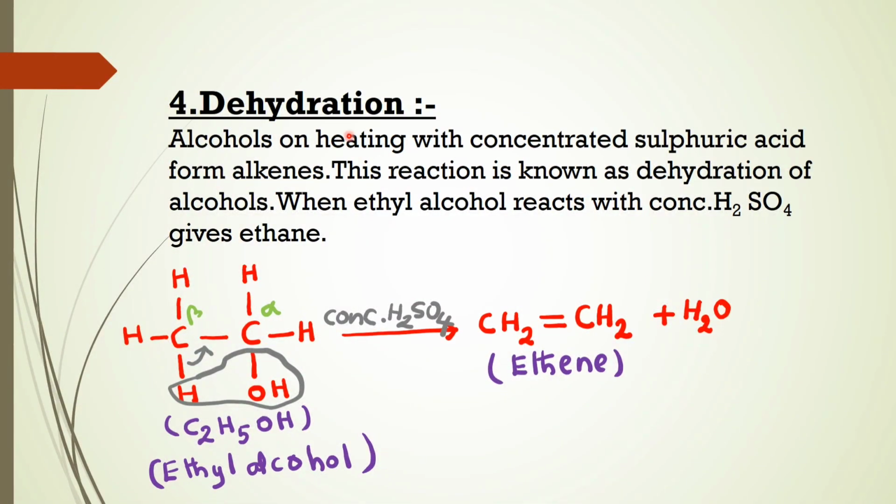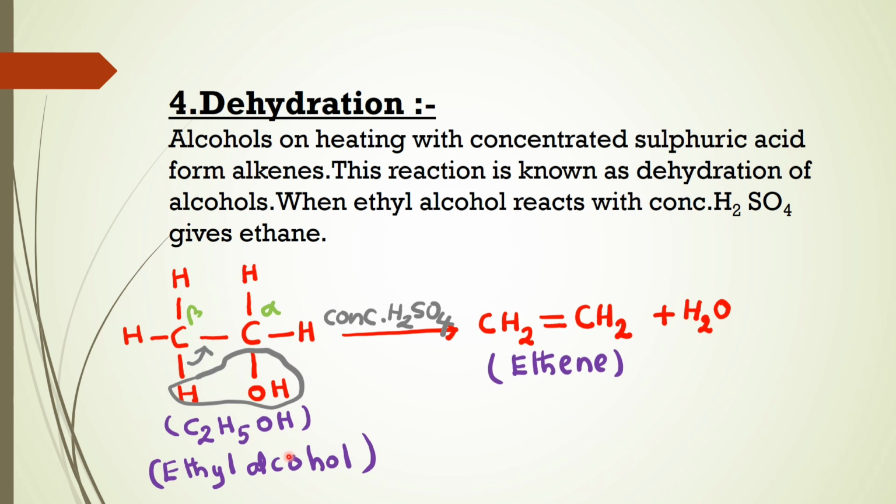Moving to the next preparation: dehydration. Alcohols on heating with concentrated sulfuric acid form alkenes. This reaction is known as dehydration of alcohols. When ethyl alcohol reacts with concentrated H2SO4 it gives ethene, not ethane. So in these three methods we made the mistake of saying ethane instead of ethene. Let me explain this equation.